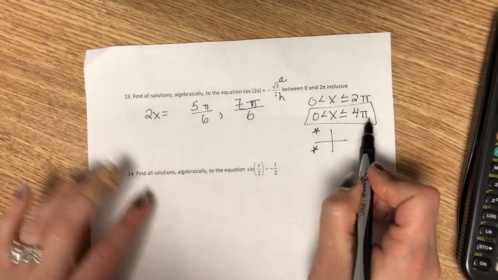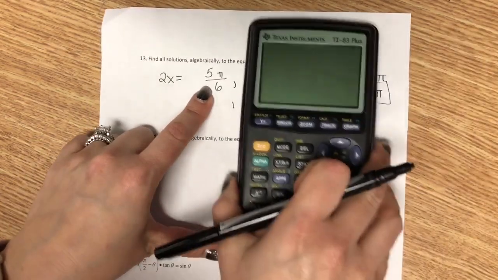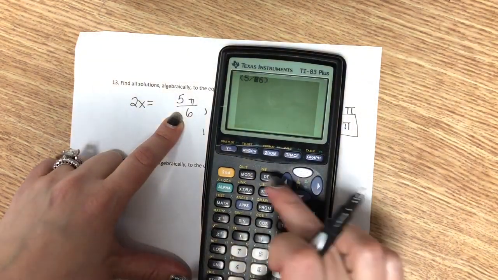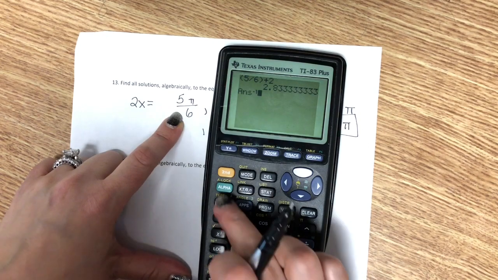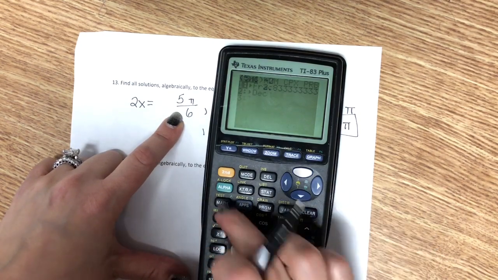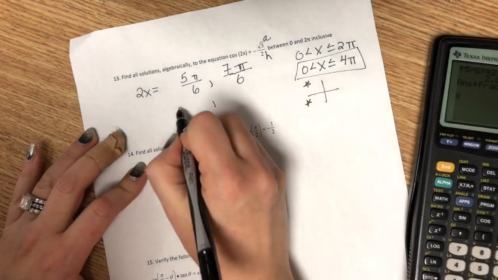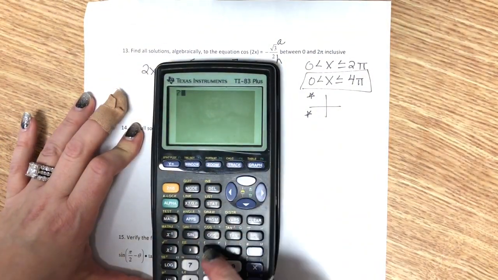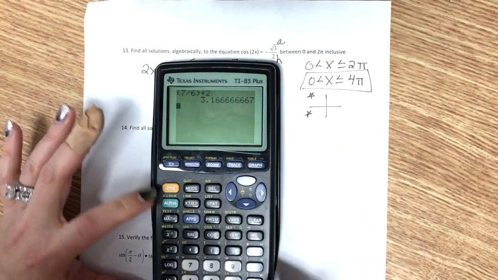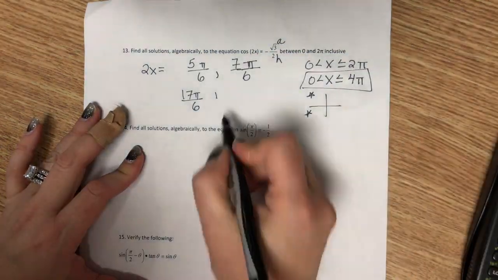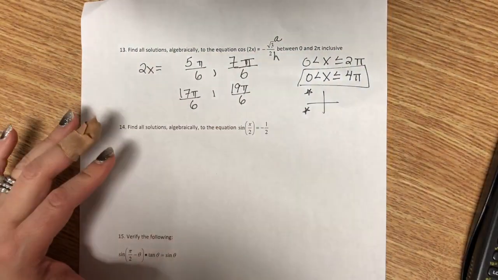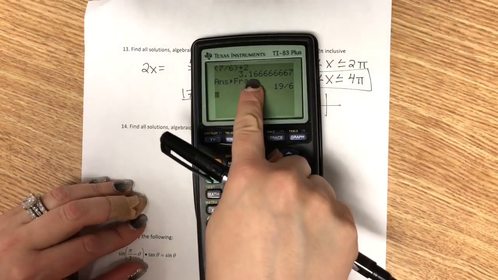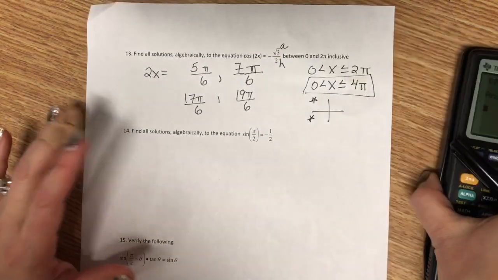So now, we have to go to 4 pi. So I'm going to take 5 pi over 6 and add a rotation. Oops, math. That's 17 pi over 6. And I'm going to take 7 pi over 6 and add a rotation. 19 pi over 6. So if we went again, we would be past 4 pi. You can see how this is 3.1, so it's almost 4. So we're not going to add again.